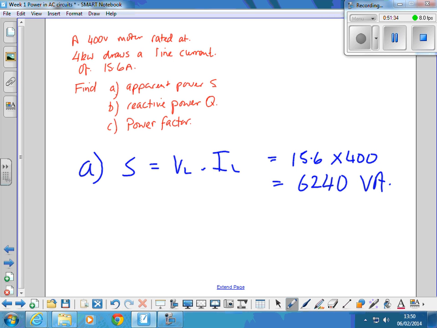And up here, what I'm going to start to do, I do recommend that you do this in these types of questions, is build your right angle triangle so you can see where everything goes. We've now calculated S. I'm going to put the calculated values in red. That's 6240 VA.